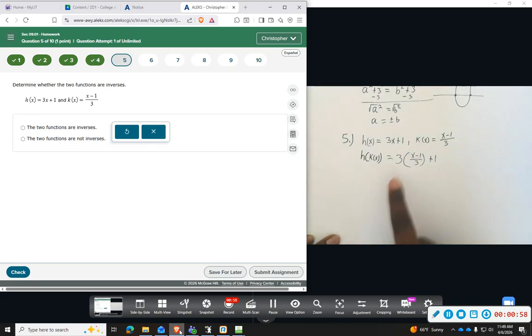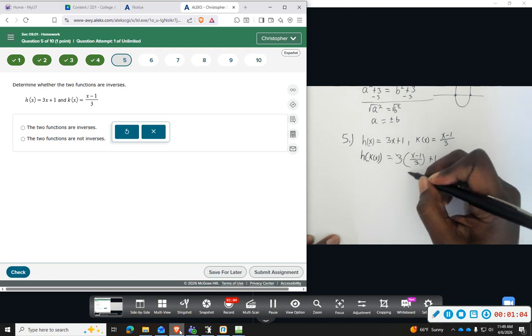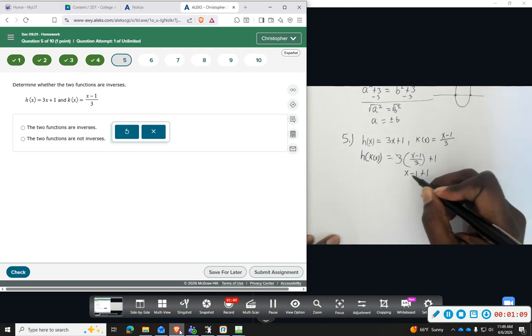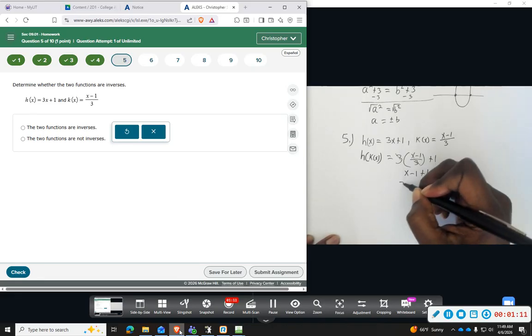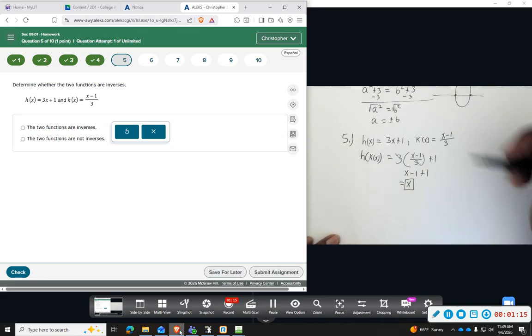So what happens is we multiply by 3 and we are also dividing by 3 at the same time, so they divide each other out, leaving me with x minus 1 and then plus 1. Minus 1 and plus 1 cancel out, leaving me with just x. So getting x is a sign that they are inverses. Now we're going to do the reverse order.